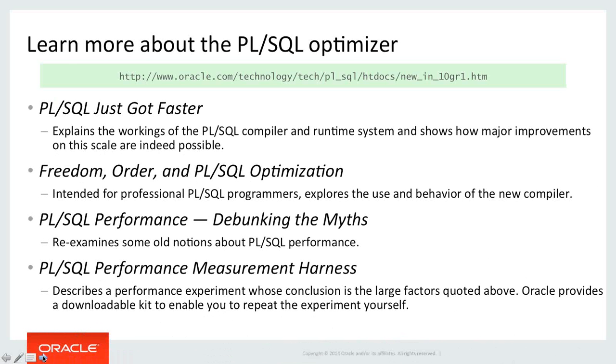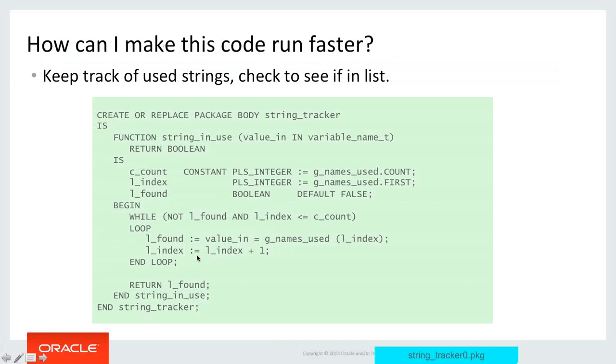Okay, so here's another piece of code. How can I make this code run faster? This is a package I wrote called String Tracker, to keep track of the names of variables that I was using in my program, because I was generating packages and I wanted to make sure I didn't have duplicates.